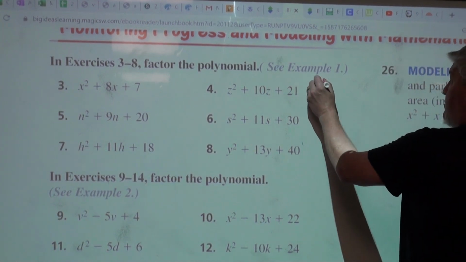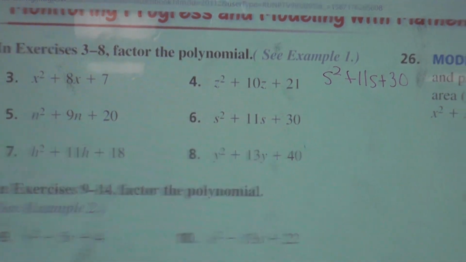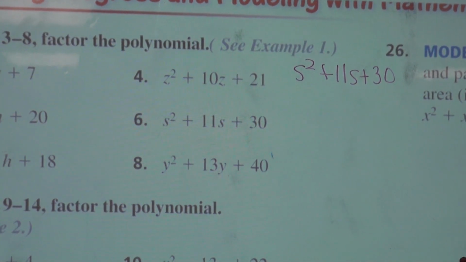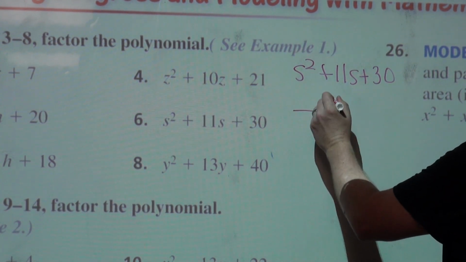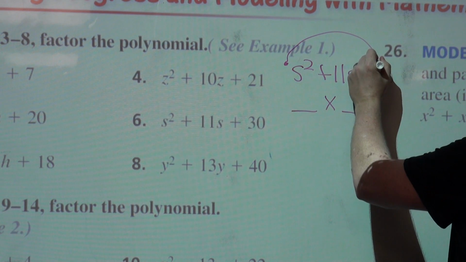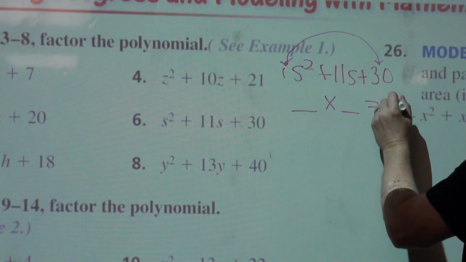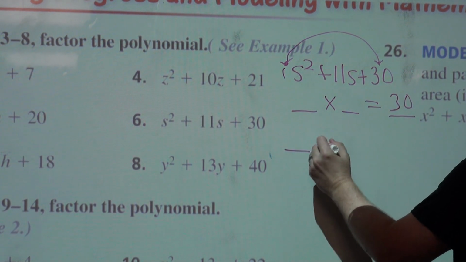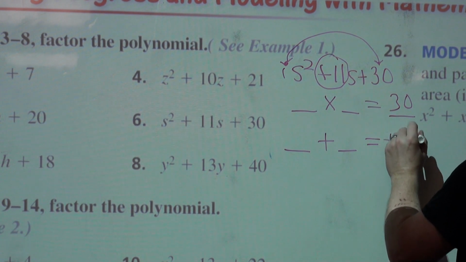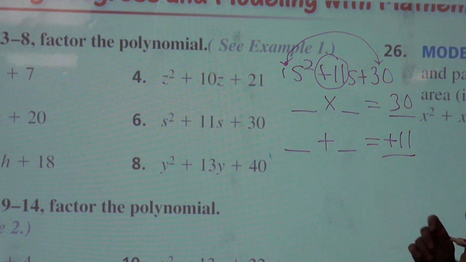S squared plus 11s plus 30. Okay, so please remember what I've told you to do first. Write your template down. What times what equals this here, the number here, times the number here. Remember, when there's no number here, it's a 1, an invisible 1. So 1 times 30, that goes here. And then what plus what equals this number here, including the sign, so you don't lose sight of that. So what times what gives you 30, what plus what gives you a positive 11.